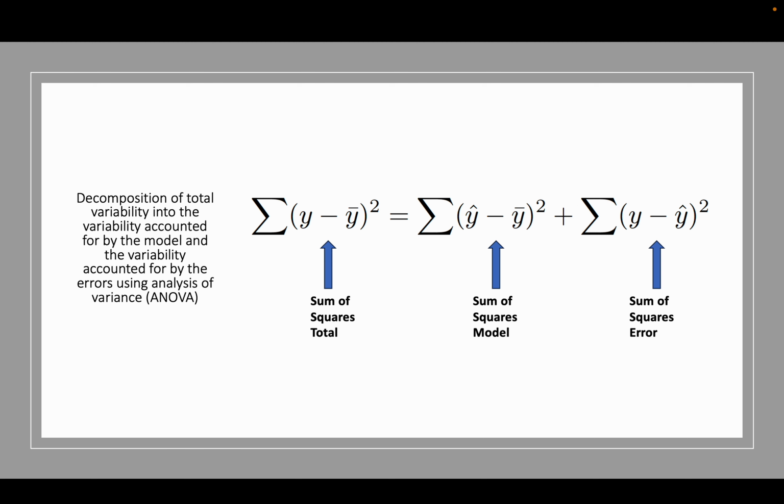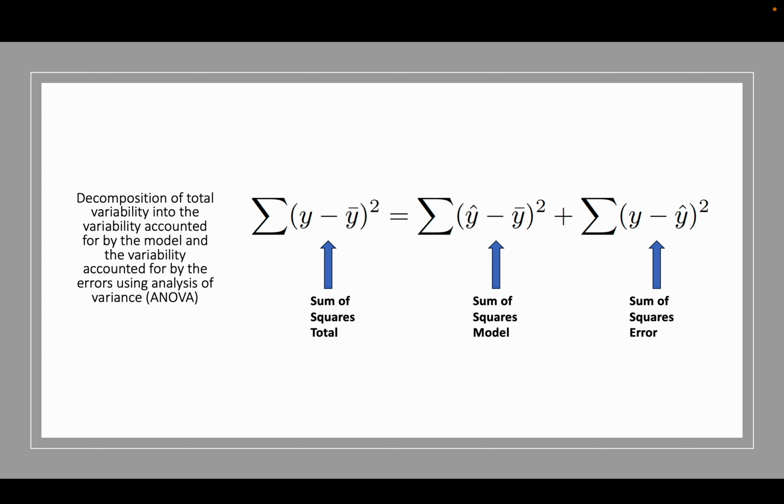Here, this is an important slide since we are exploring the concept of variation partition using the analysis of variance, which is also known as ANOVA. We are partitioning the total variability in our outcome into two components, which include the variation accounted for by the model, i.e. the model sum of squares, and the variation unexplained in the residuals, random errors, i.e. the error sum of squares.